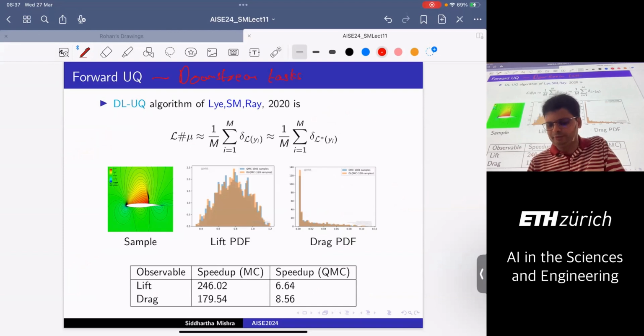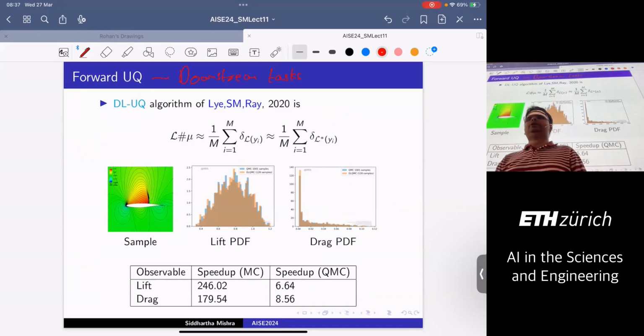So prediction is just one part of the problem. In engineering in particular, you don't just predict something, you want to do something with it. You want to design, you want to optimize, you want to control, there are some end goals that you want to evaluate. These are what are called downstream tasks. And here is a very simple downstream task. It's called uncertainty quantification, okay?